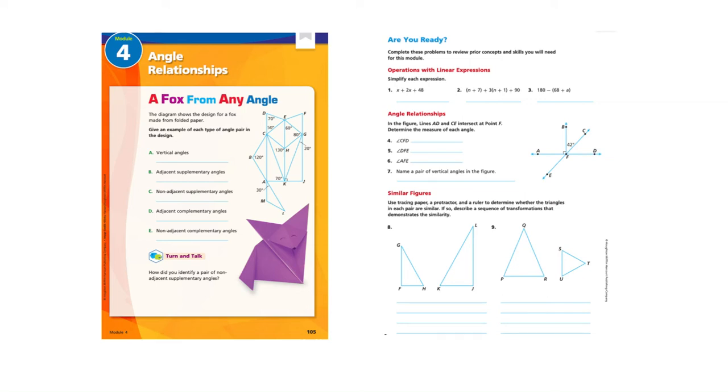Hi, 8th graders. This is now Module 4, Angle Relationships. So let's get started. This page that you have here, this first page at the beginning of each module, is just kind of a fun thing. It'd be good to look at this and look at the vocabulary that they're using, different types of angles. What does adjacent mean? What is supplementary? What are non-adjacent, supplementary, complementary? All those things are good to look at and think about.